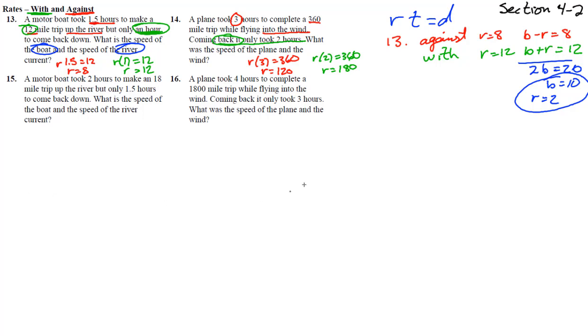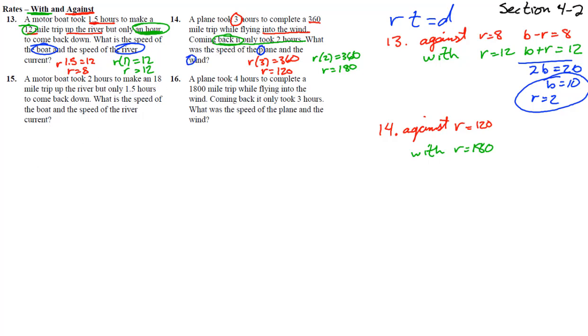So let's do number 14 right down here and write it down. So against the wind, its rate is 120 miles per hour. And we did a little rate times time equals distance just with those numbers there to get that. And with the wind, let me see, the rate was 180. So we can make two equations out of this. We are asked for specifically speed of the plane, so P, that's going to be one variable, and what is the speed of the wind?